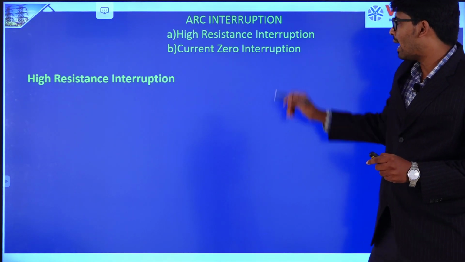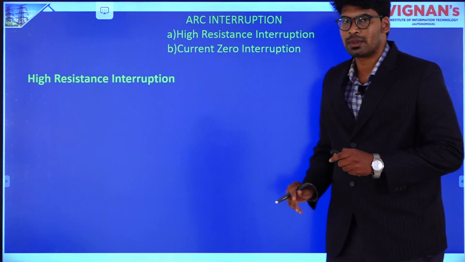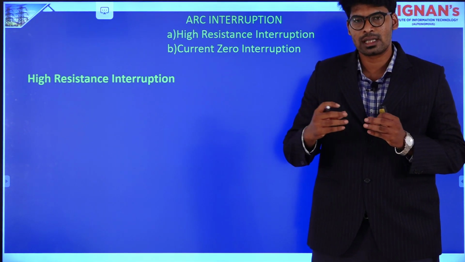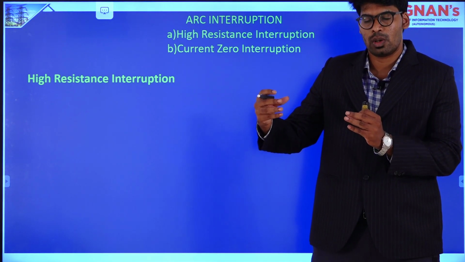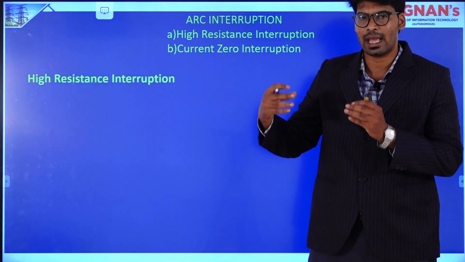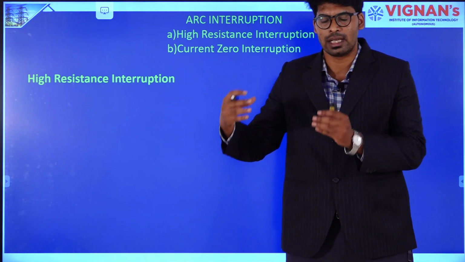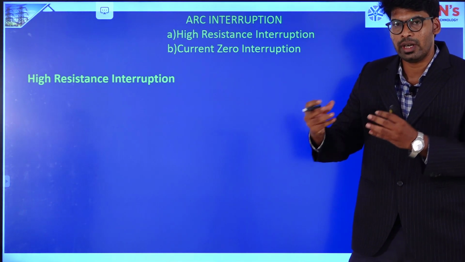So what is high resistance interruption? We will deal with it now. In high resistance interruption, as the contacts move, there is ionization of gases. Our aim is to minimize that ionization. Our immediate action is to improve the dielectric strength, that means boosting some liquid into that arc.